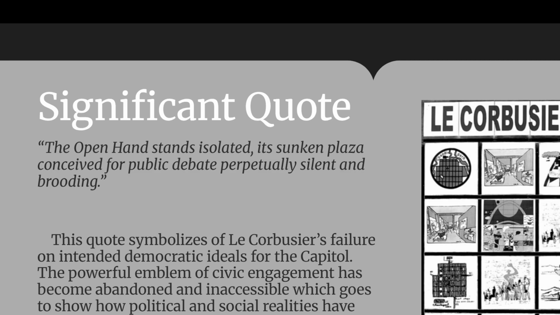Now on to the key ideas. Over time, public engagement faded. Parts of the vision were never completed. The governor's palace and the open hand monument were either delayed or never built at all. Additionally, rising terrorism in the 1980s brought strict security measures, making the capital even less accessible. After the deaths of both Le Corbusier and Prime Minister Nehru, the momentum to fully realize the plan disappeared. The division of Chandigarh between the states of Punjab and Haryana added another layer of complexity, further disconnecting the capital from civic life.